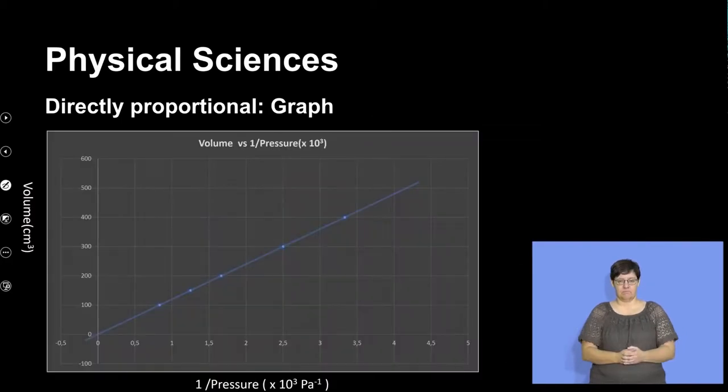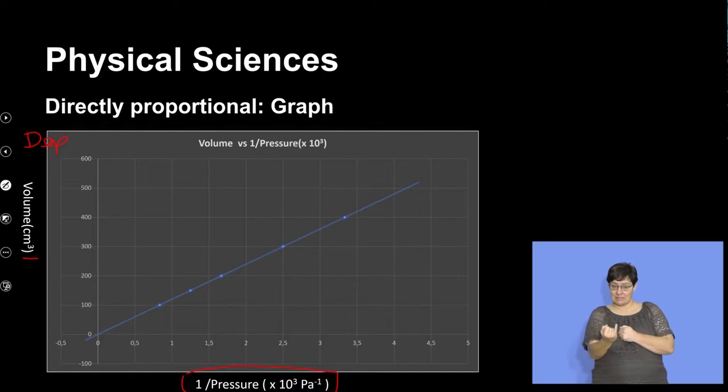Right, here's another situation, a graph that we've seen before. In this case, the volume is the dependent variable. I'm just going to write DEP there. And on the horizontal axis, we've got the independent variable, and in this case it's 1 over pressure, or the reciprocal of pressure. Now notice this graph line cuts through the 0, 0 point. We also recognize it's a straight line, and so the gradient is constant.